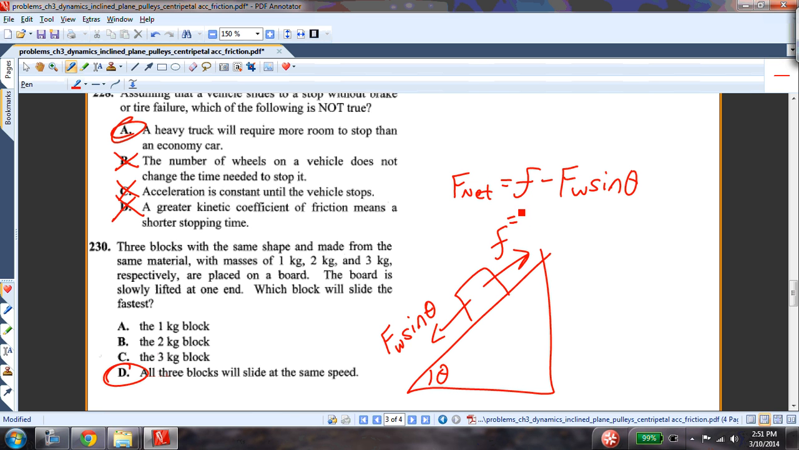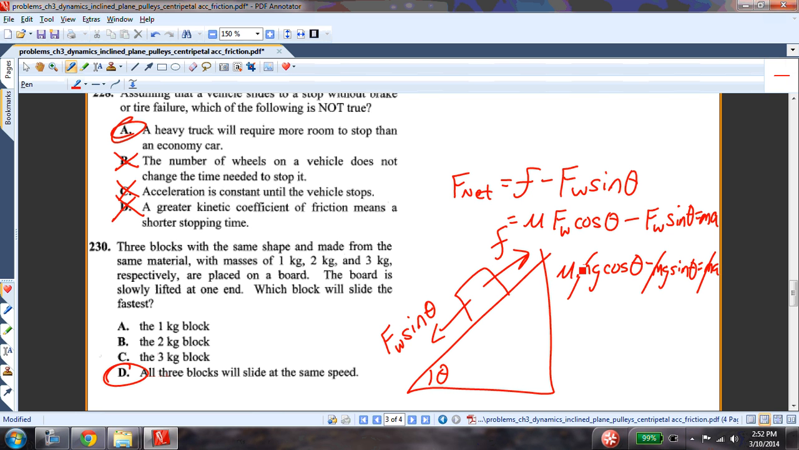All right, F is equal to mu times my normal force, which is Fw cosine of theta. That's my normal force, minus Fw sine of theta. And this is all going to equal the mass of the block times the acceleration. Now notice here that I have mu mg cosine theta minus mg sine theta equals ma. The masses all cancel out here, and so it has no dependence on mass, is the point here. So all the blocks would slide with the same speed because they'll all have the same acceleration.